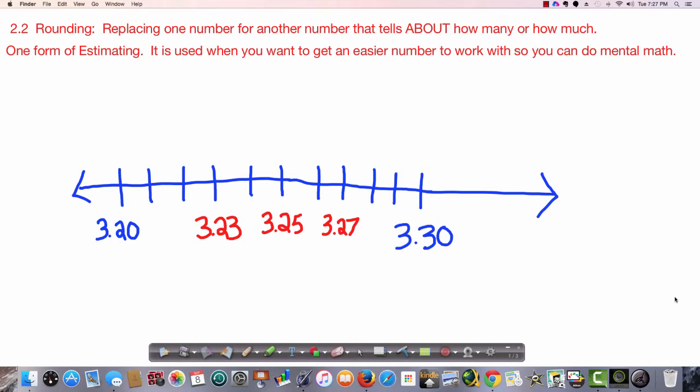Hello everyone. Today we're going to jump ahead past 2.1. We'll come back to it later, and we're going to start the second unit at 2.2, or rounding.